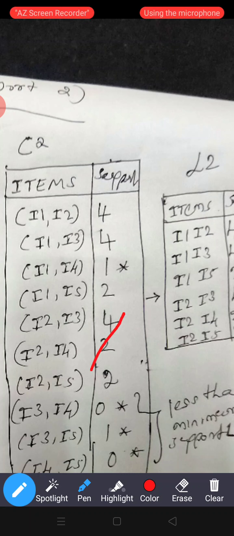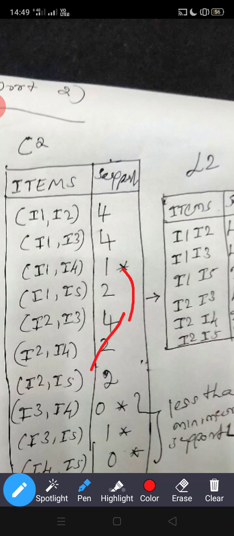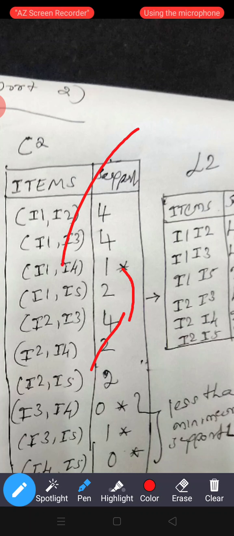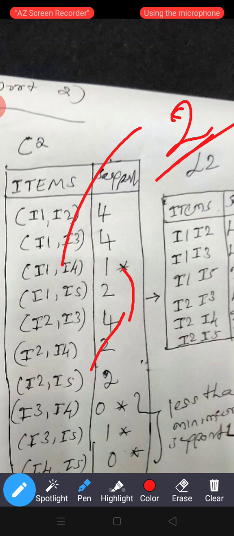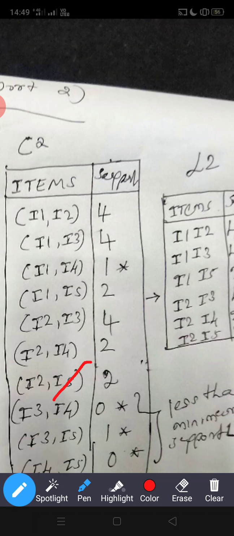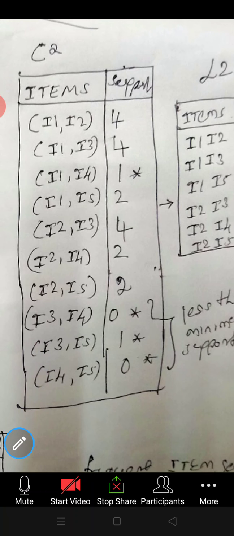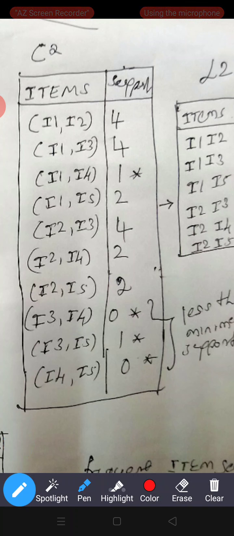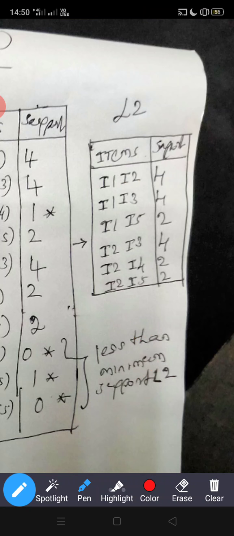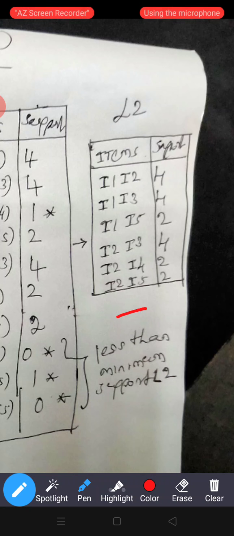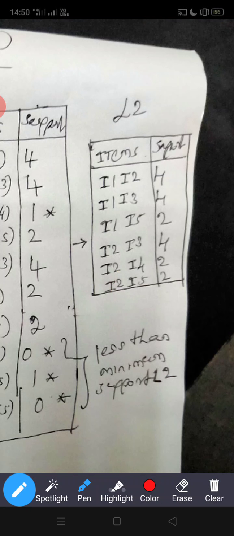If you observe this very clearly, this is C2. Compare it with the minimum support count, which is 2. Below 2, what are there? 1 is there here, and 0 is here. Neglect these, and write the table of L2. Here, I1, I2, I1, I3, I1, I5. Okay, we have completed that.